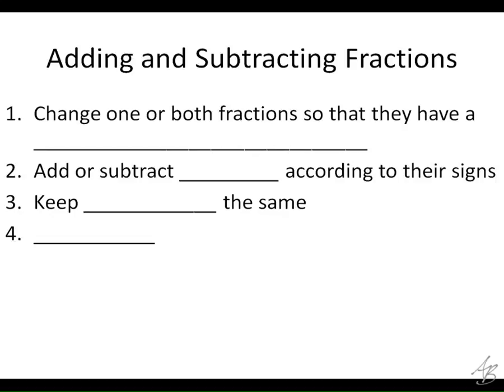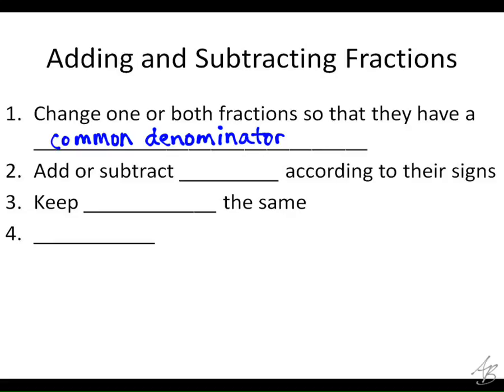All right, so the first thing we need to do when we're adding or subtracting is change one or both of the fractions so they have a what? Common denominator. So the first thing we need to do is get a common denominator. We won't always have to do this. If you think about the opener today, we only needed to get a common denominator for one of the problems. The very first problem we did not need a common denominator because we already had one.